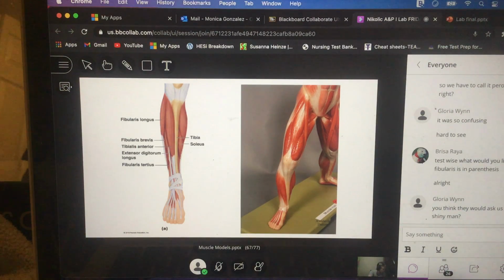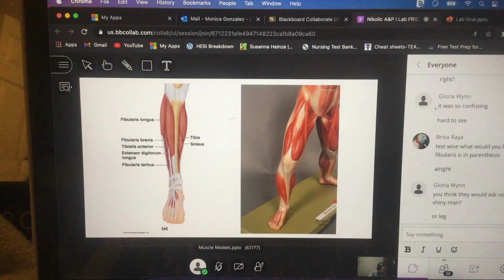Hold up. Okay, on the mini model, they don't ask for the extensor digitorum. So, tibialis anterior is here, fibularis longus is going to be up here, right?